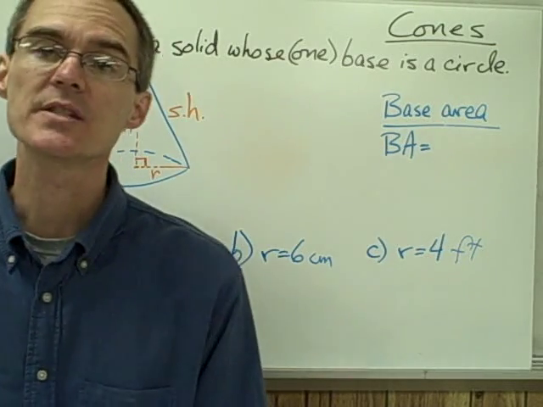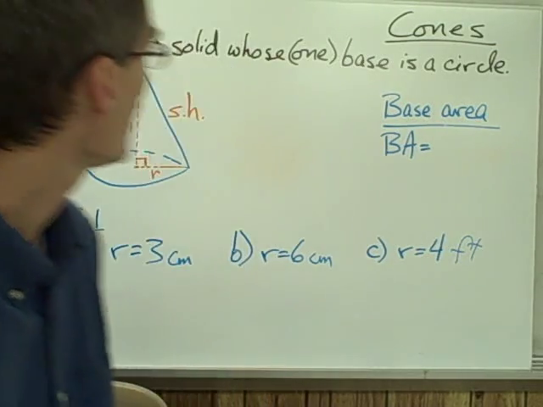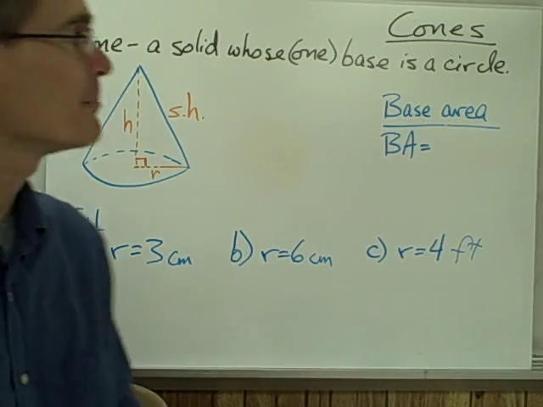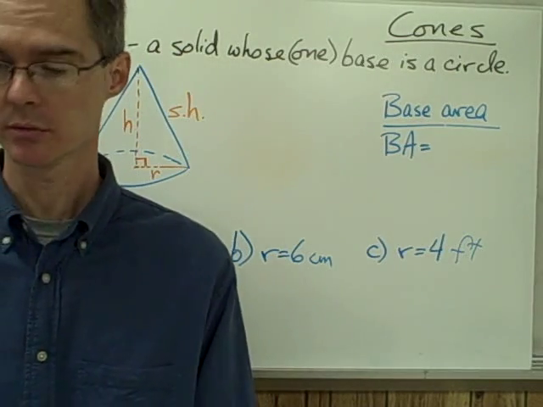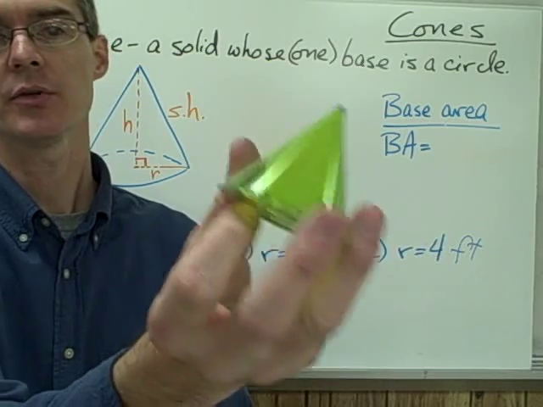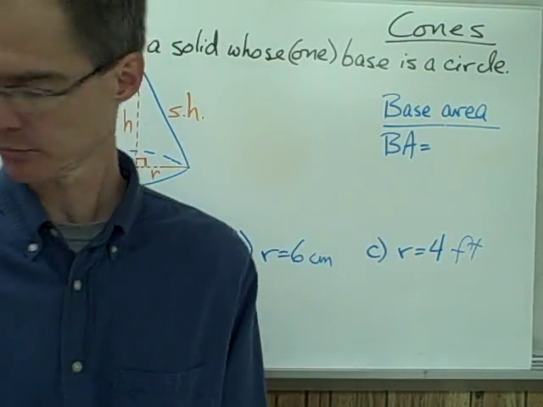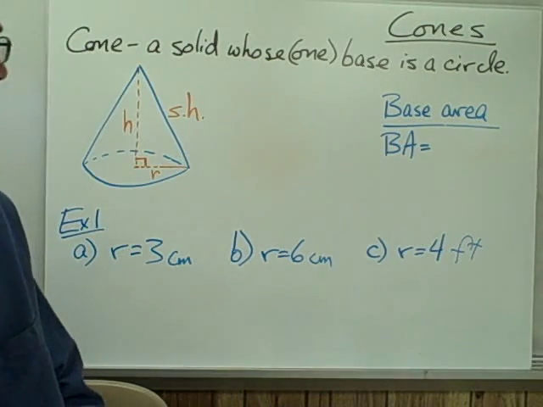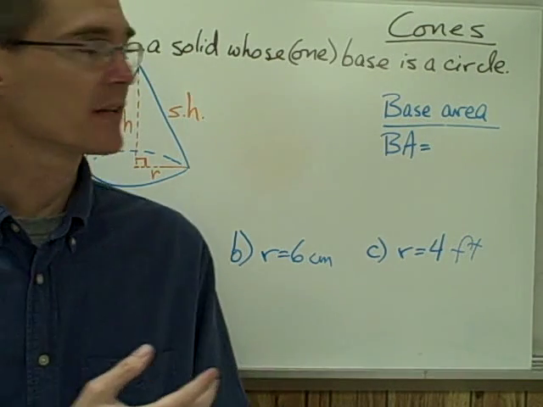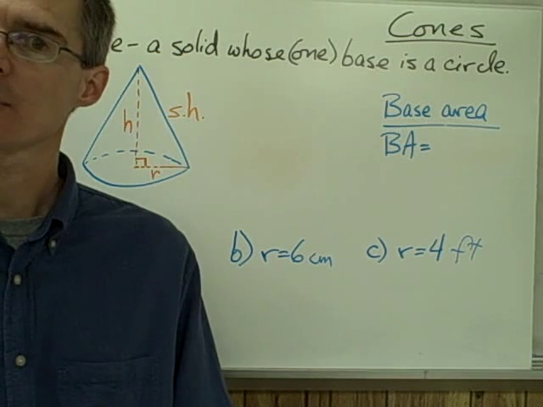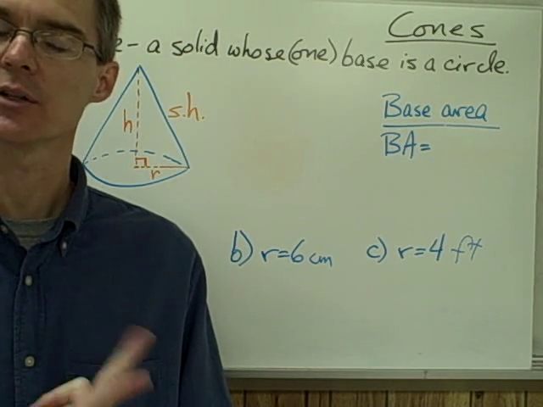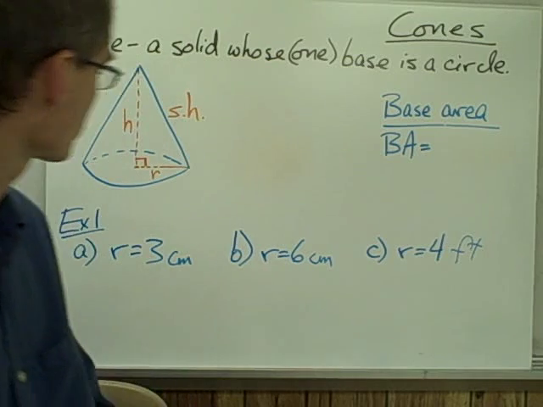All right, so this video is on cones, and a cone is a solid whose one base is a circle. And there's an example of a cone. See, it's got a base that's a circle. Looks like an ice cream cone. And we're going to be calculating the same things for this solid as we have for our previous solids: base area, lateral area, total area, and volume.